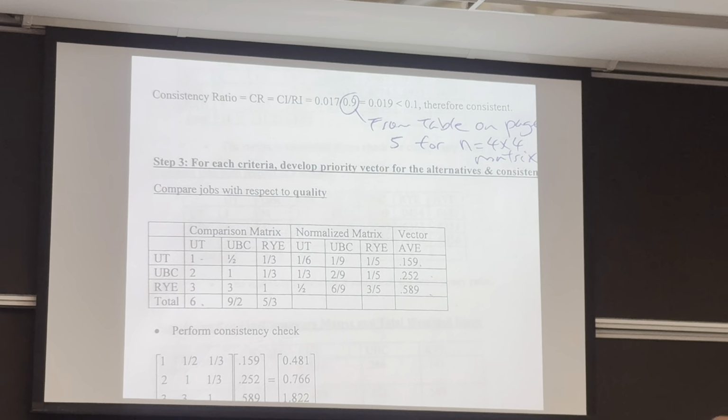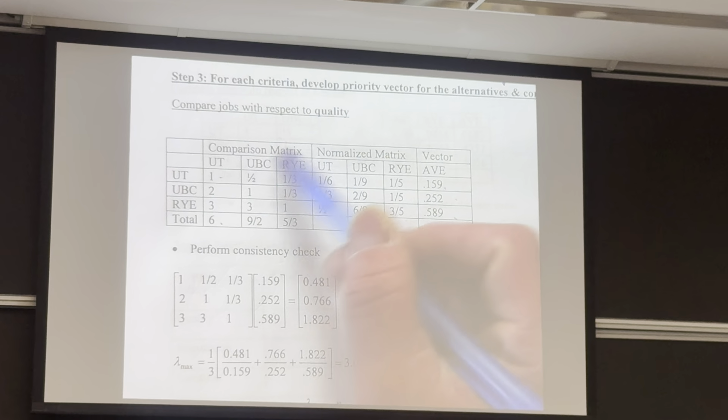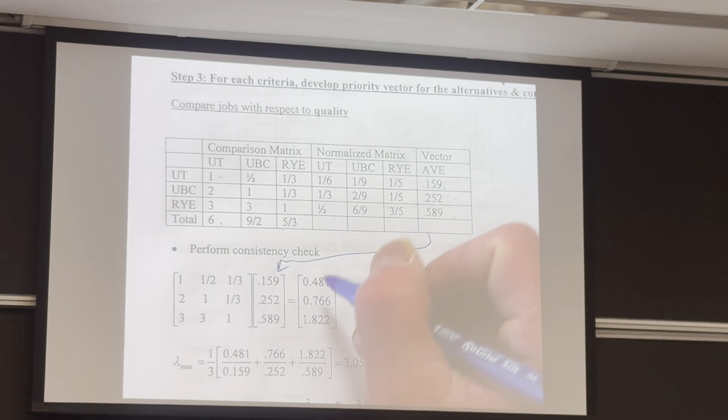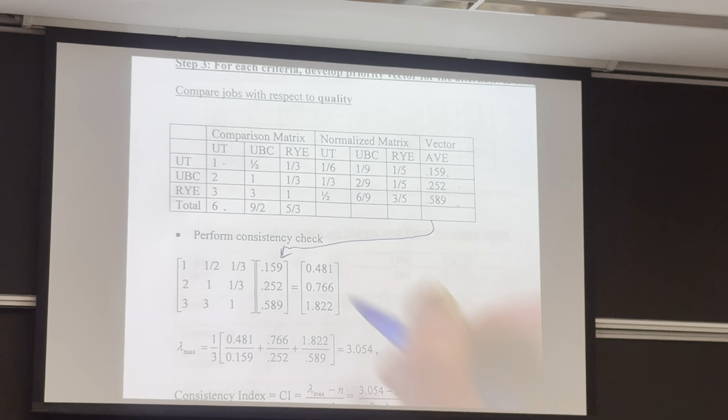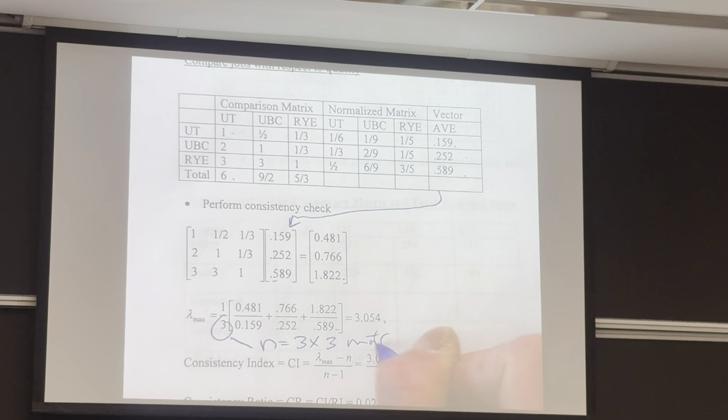We also have to perform a consistency check to make sure the comparison between the schools is consistent. So once again, we take the comparison matrix, multiply by the corresponding vector value, and we get the following results. Then we calculate lambda max by taking the corresponding result and dividing by the corresponding value here. For us, we have a 3x3 matrix over here, so n is equal to 3.